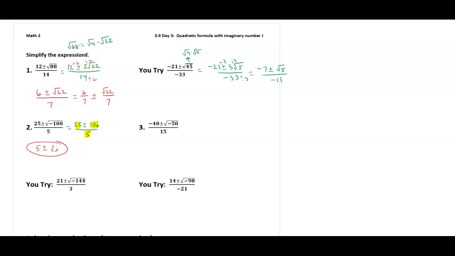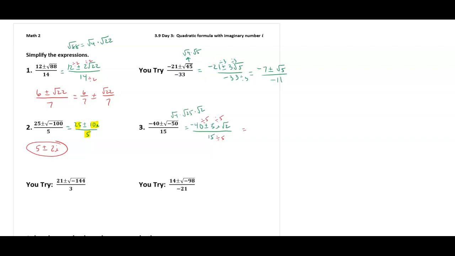So the next one, very same thing. So simplify the radical, so this becomes negative 40 plus or minus the square root of negative 1 times the square root of 25 times the square root of 2. So it ends up being 5i root 2 all over 15. Now, each of these terms can now be divided by 5.